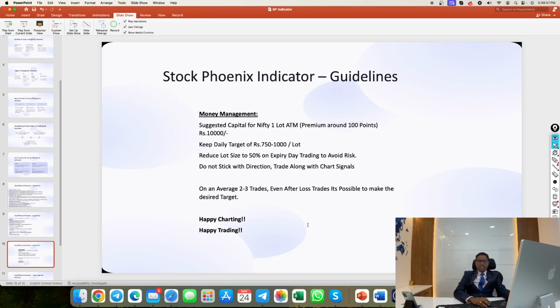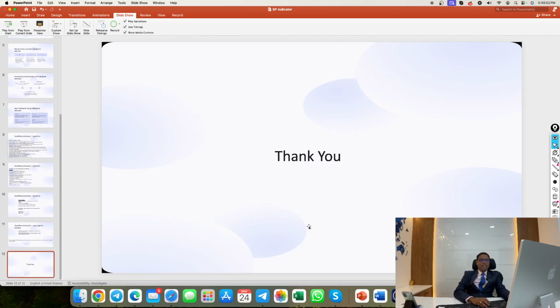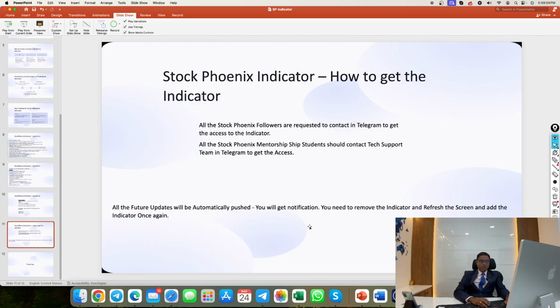Okay, money management: I said 10,000 rupees, risk of 1,000 rupees. Reduce lot size by 50% on expiry date to avoid risk. Do not stick with a direction; trade along with the chart signals. On average, 2-3 trades, even after a stop loss hits, make it possible to earn the desired amount of profits. It will work. Okay, it will work.